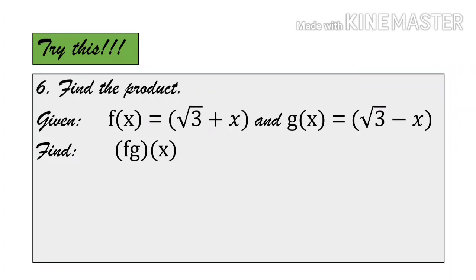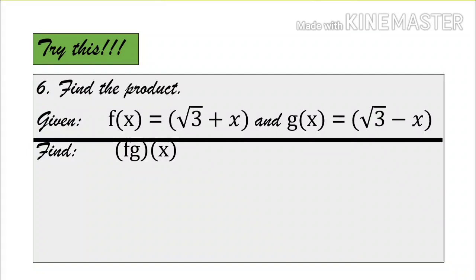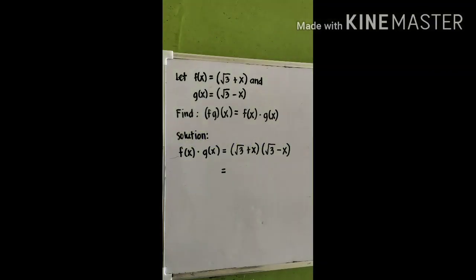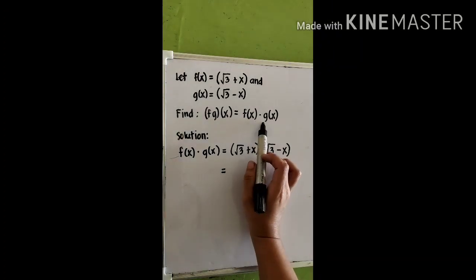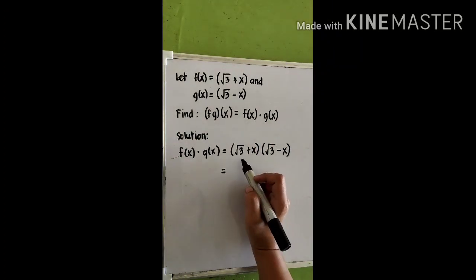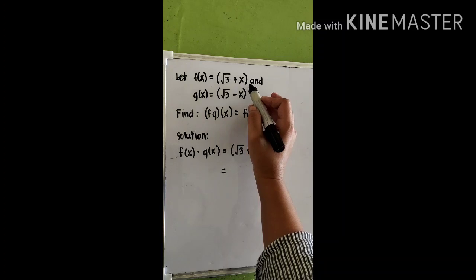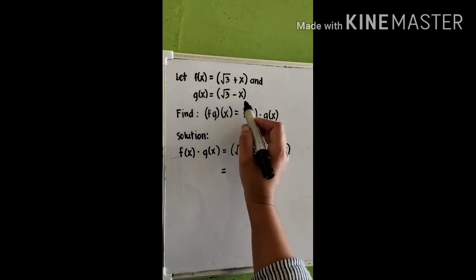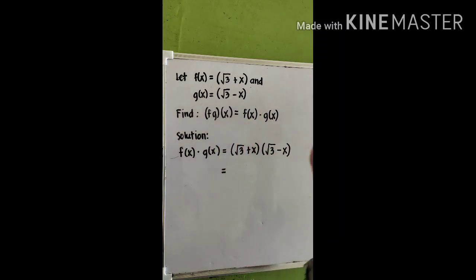Next, find the product given the function f of x is equal to the square root of 3 plus x and the function g of x is equal to the square root of 3 minus x. Find f times g of x. We are going to solve for the product of f of x and g of x. So given f of x, which is square root of 3 plus x, and g of x, which is square root of 3 minus x.